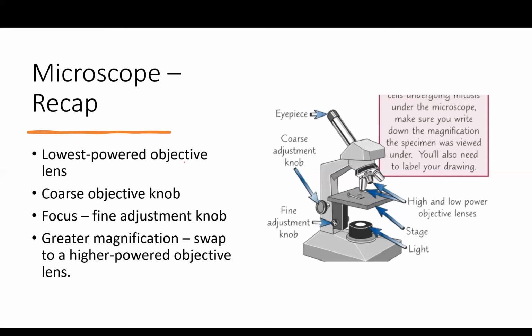Then, to make it more in focus, you're going to adjust your focus with the fine adjustment knob, until you get a clear image of what's on the slide. If you need to see the slide with greater magnification, you are then going to swap to a high-powered objective lens and refocus using those same processes.